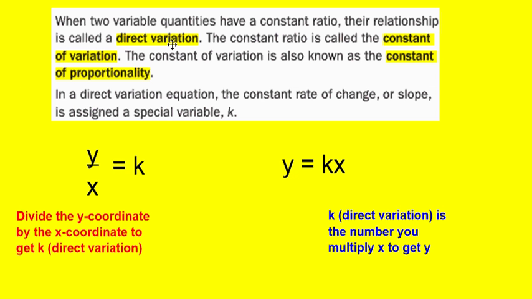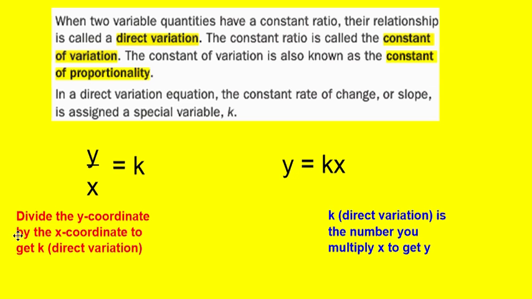When two variable quantities have a constant ratio, the relationship is called direct variation. The constant ratio is called the constant of variation. The constant of variation is also known as the constant of proportionality. In a direct variation equation, the constant rate of change, or slope, is assigned a special variable k. So again, like I said here, y over x equals k.